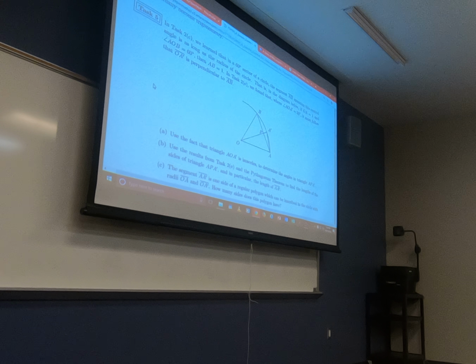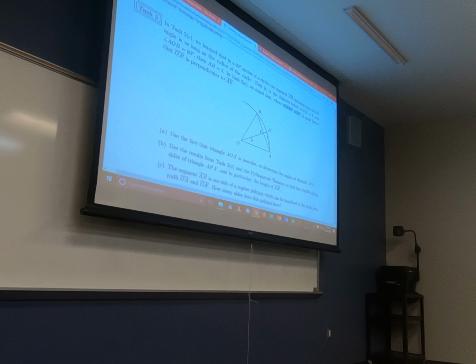In the diagram, if OA equals 1 and angle AOB equals 60 degrees, AOB, that's right. The interior angle, 60 degrees, making 6 60s make 360, right? In task 2E, we found that angle AOA prime is 30 degrees. AOA prime, right? So that's bisecting that angle. It must follow that OA prime is perpendicular to AB.